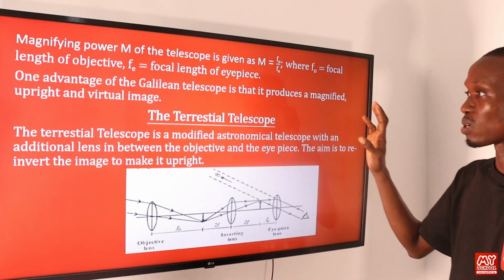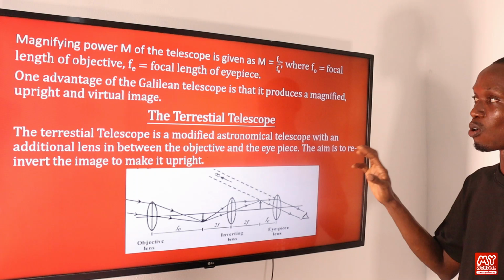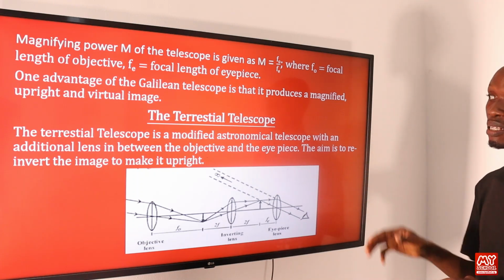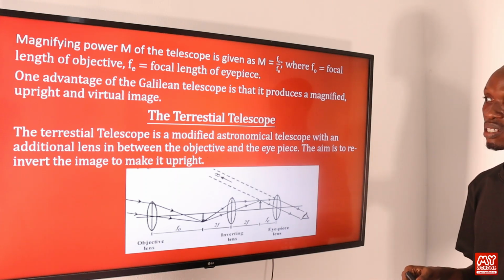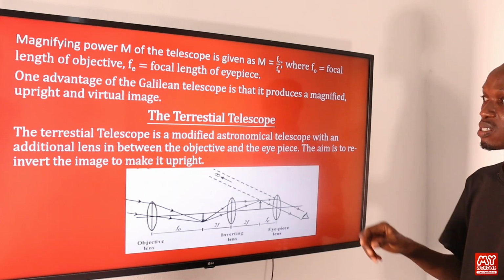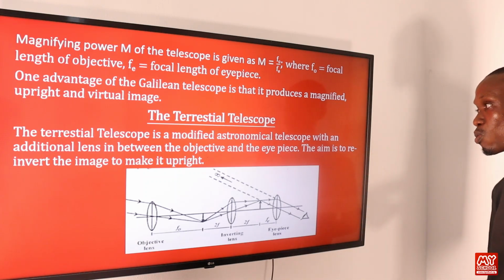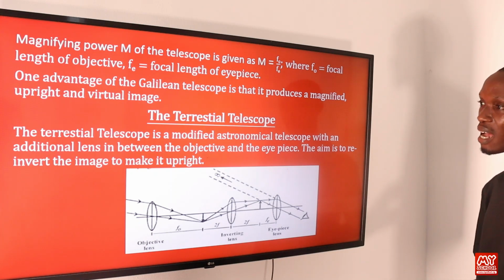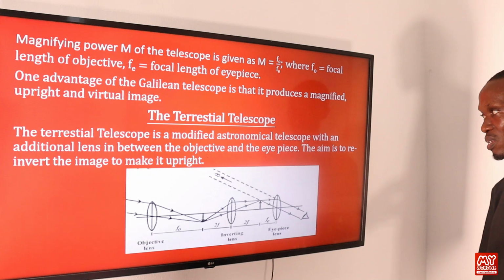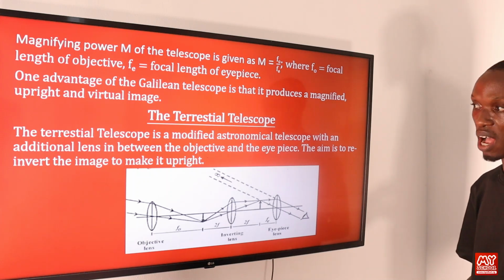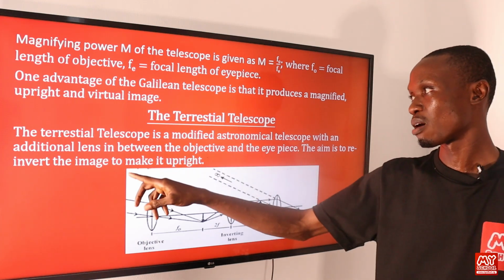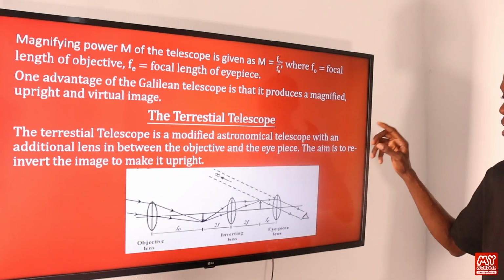So let's talk about another kind of telescope, but this time this telescope is used on Earth, and the telescope is called the terrestrial telescope. The terrestrial telescope is a modified astronomical telescope with an additional lens in between the objective and the eyepiece. The aim is to invert the image to make it upright. So this is the diagram of the terrestrial telescope.